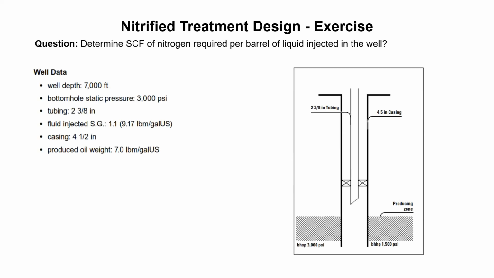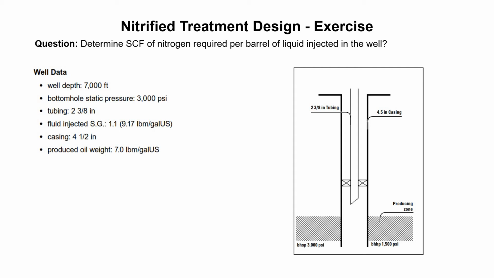The given well data is: well depth is 7000 feet, bottom hole static pressure is 3000 psi, tubing is of 2 3/8 inch, fluid injected has a specific gravity of 1.1, casing is of 4.5 inch, produced oil weight is 7 ppg. The well schematic is given on the right hand side. The tubing size is 2 3/8 inch as we have already discussed, casing size is 4.5 inch, and the bottom hole static pressure is 3000 psi and bottom hole flowing pressure is 1500 psi.